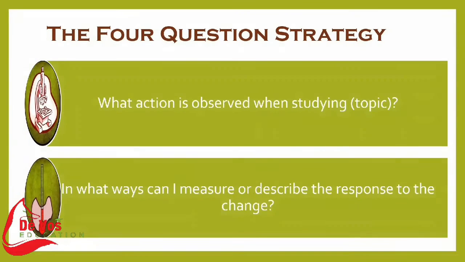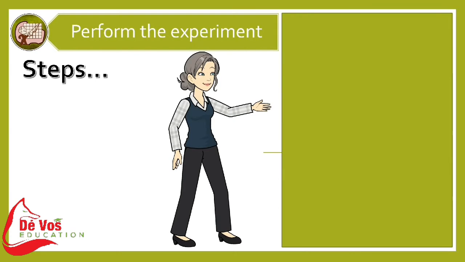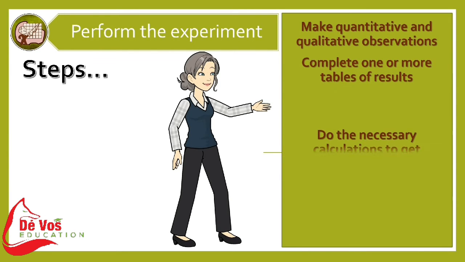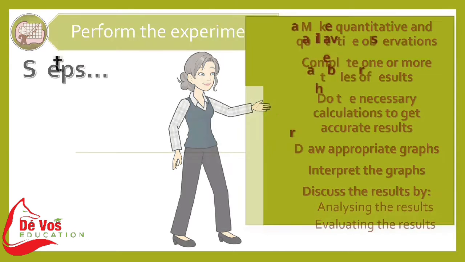Remember how in the previous session we talked about the 4-question strategy? Well, here we're going to look at what action is observed when studying and how do I measure whatever it is that I'm observing. So the apparatus and the variables become extremely important. Making quantitative and qualitative observations and then completing tables so that you can actually draw graphs from them becomes a priority here.